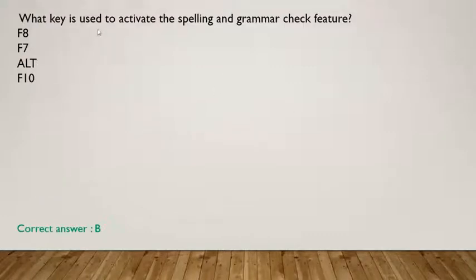What key is used to activate the spelling and grammar check feature? So the answer is F7. If you select some of the words and press F7, then the spelling and grammar check feature will be activated. So that is the answer here.